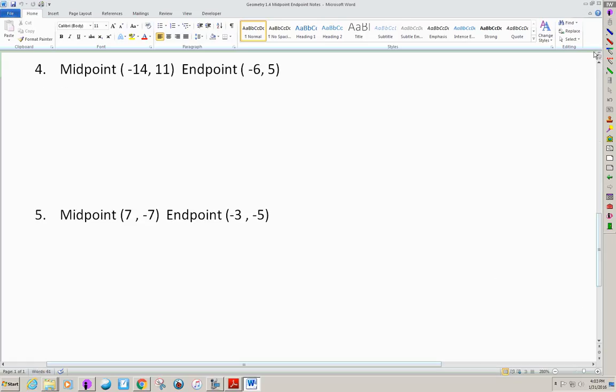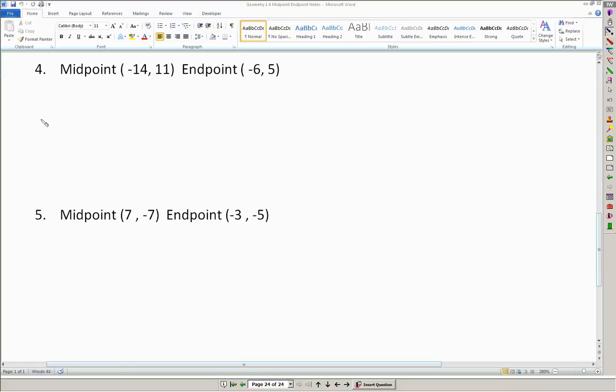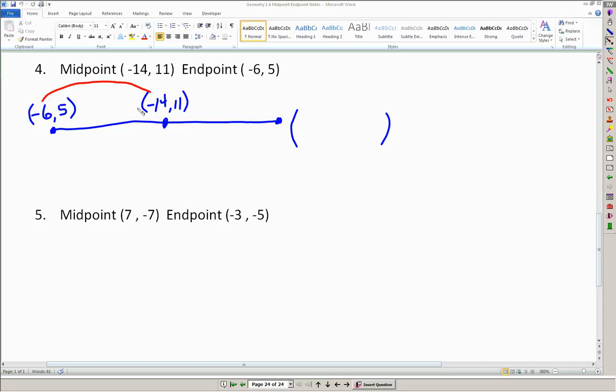A couple more here. Same exact job. Practice makes perfect here. Midpoint at negative 14 comma 11. Endpoint at negative 6 comma 5. What is the other endpoint? Travel along the x route from negative 6 to negative 14. Negative 14 minus negative 6 is negative 8. We are subtracting 8. Subtract 8 more. Negative 14 minus 8 is negative 22.